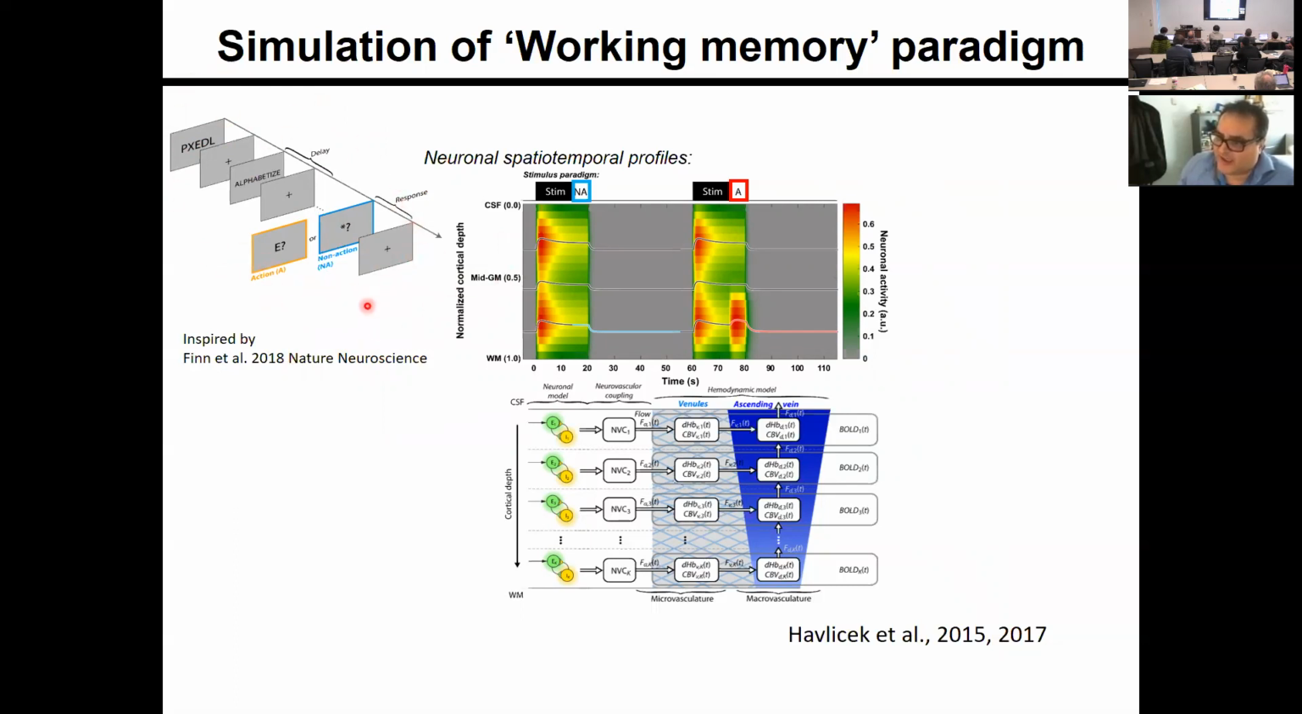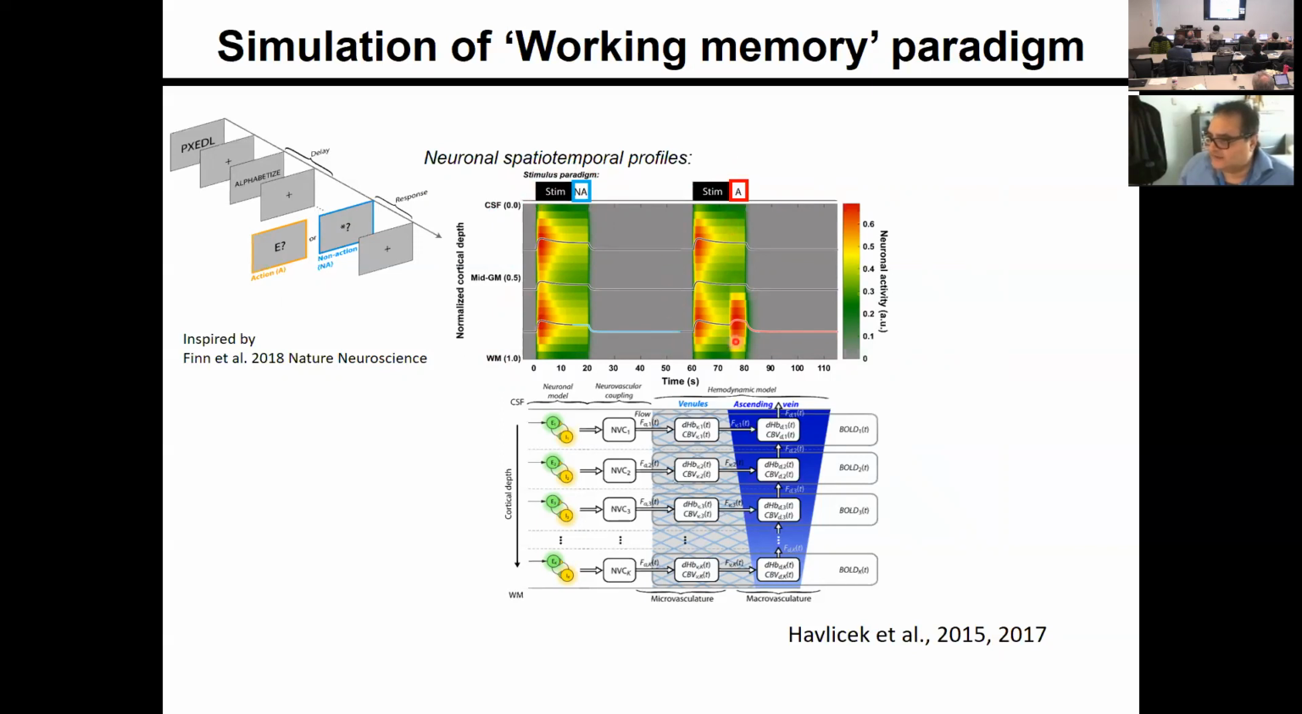They didn't show real time courses, but we had gathered information and created our time courses and assume that the VASO is reflecting the neuronal spatio-temporal profiles. Here now, the y-axis is cortical depth, white matter is here, and CSF is on top. You have the stimulation period, you have 2 peaks, as in VASO, and then we have another condition at the end, which doesn't do much in this condition.